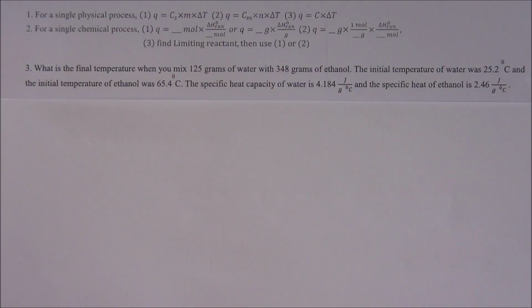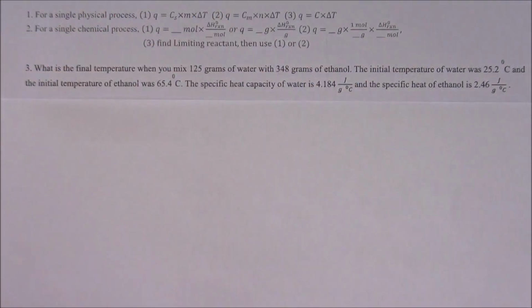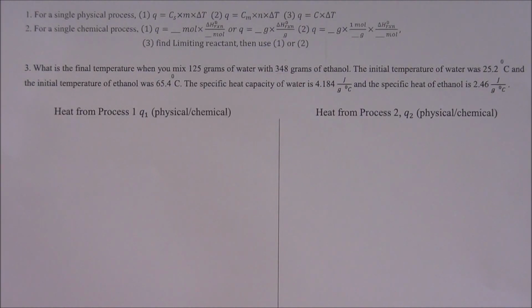The most important information includes numbers with units, what we are looking for, and balanced chemical equations if there are chemical reactions in the problem. To find the answer of a heat calculation problem, I recommend you to use a 2-column worksheet.